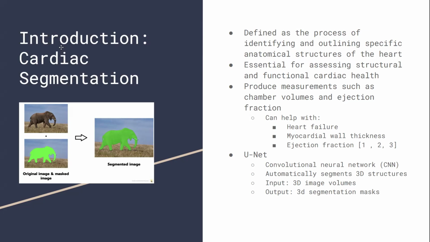So the model would apply ones and color the region of the elephant green, and that would be the mask. The output, or the segmented image, would be the mask and the original image laid on top of one another. So you can see that the mask clearly outlines the elephant in the outputted segmented image.